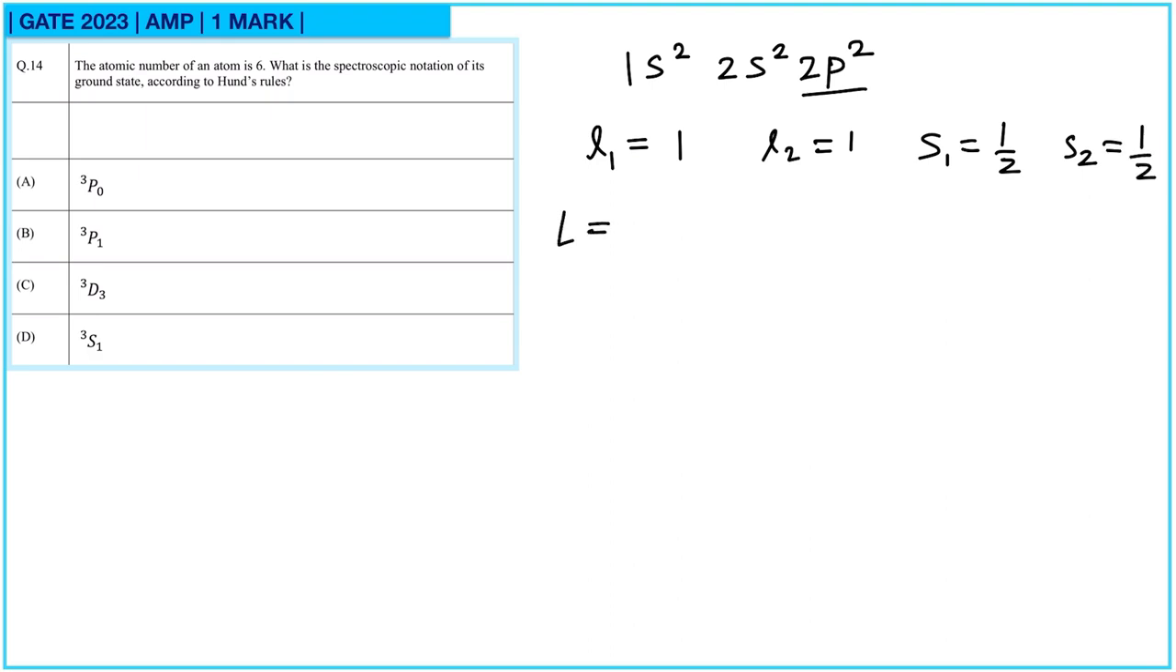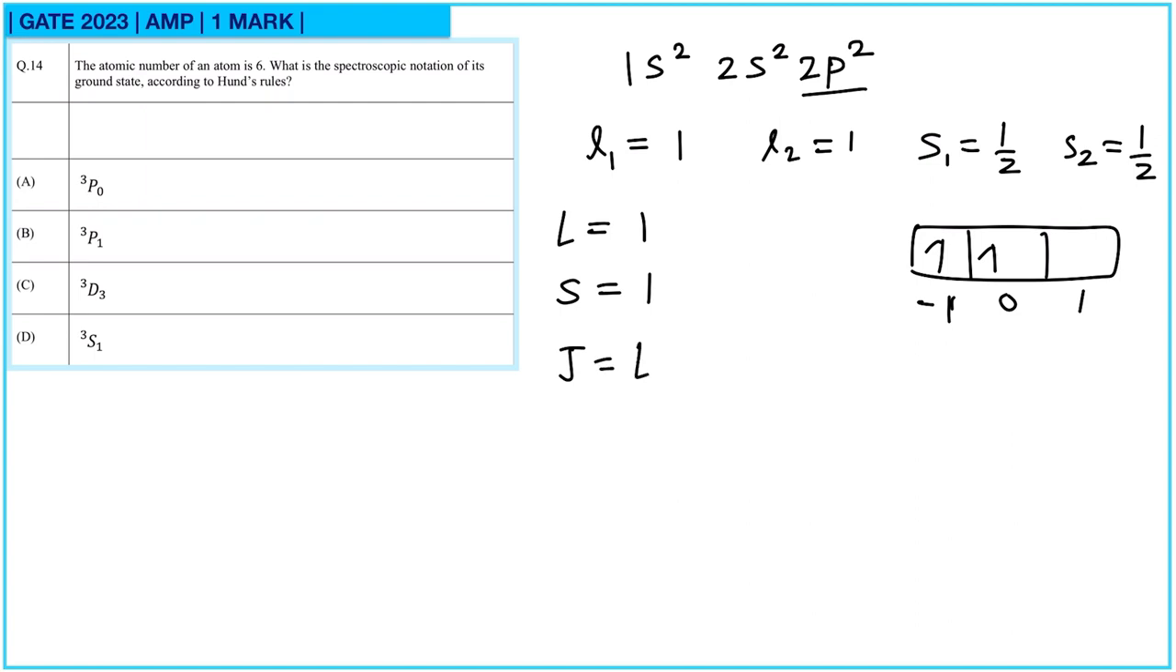So L will be L1 plus L2. Consider like this, so we have 2 only, so minus 1, 0, 1. So L will be minus 1 plus 1, and its mod, so L is 1. S will be 2 into half, so that is also 1. And it is less than half filled, so J will be L minus S, so that will be 0. Now the spectral term is 2S plus 1, L, J, so this will be 2 plus 1, that is 3, S is 1, L is 1, so this will be P here, and J is 0, so 3P0. So option A is correct here.